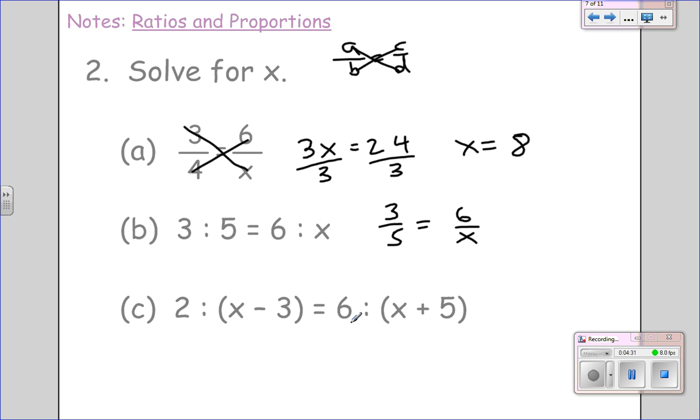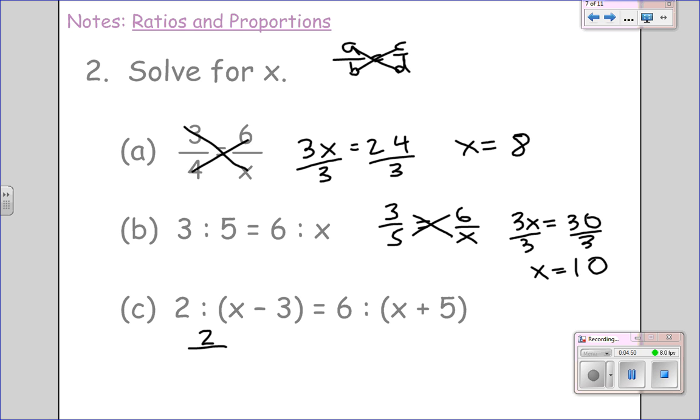All right, let's see how you did. So we're going to do 3 times x and 5 times 6. 3 times x, well, that's 3x. 5 times 6, that's 30. Well, just divide both sides by 3, so x equals 10. Easy enough. Let's try here.